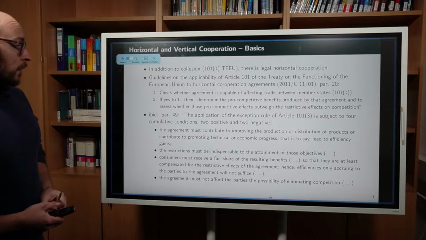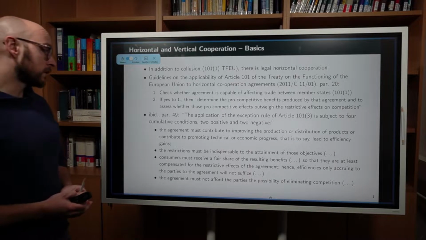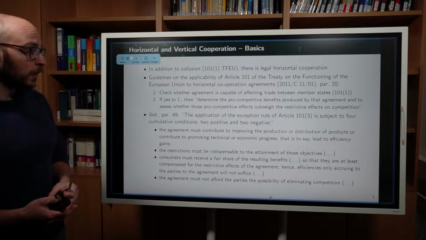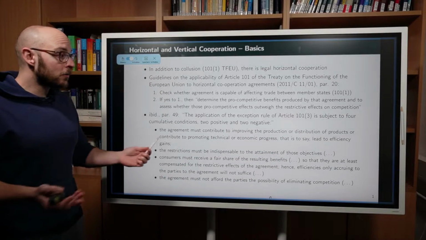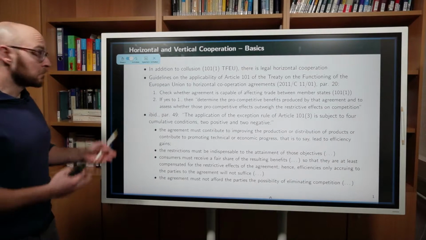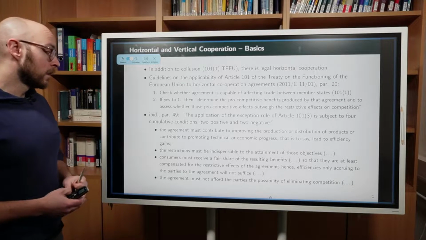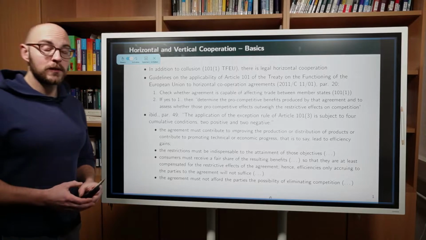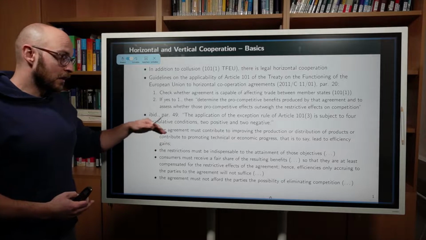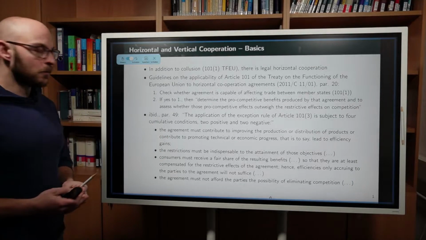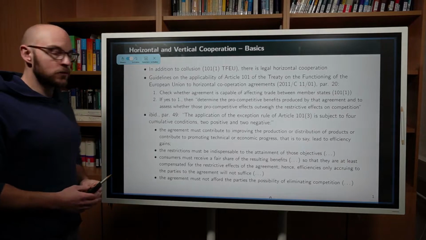So in the guidelines there are 4 cumulative conditions that we have to check. The first condition is that we just have to specify whether the cooperation actually leads to efficiency effects, right? So if there are no efficiency gains, then it's pretty clear that the type of cooperation cannot be beneficial. And it also has to be the case that these efficiencies are tied to the cooperation. So they shouldn't be attainable through other means, right? Because otherwise we could use a milder means to reach our goal.